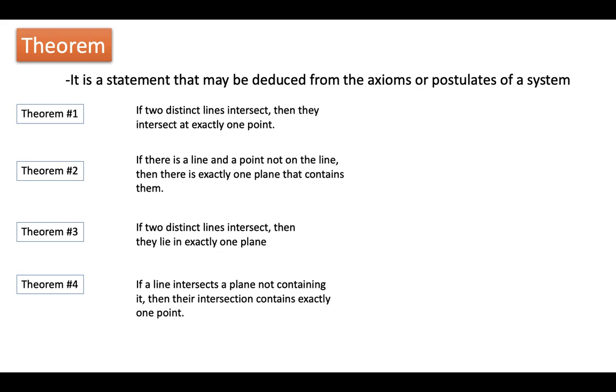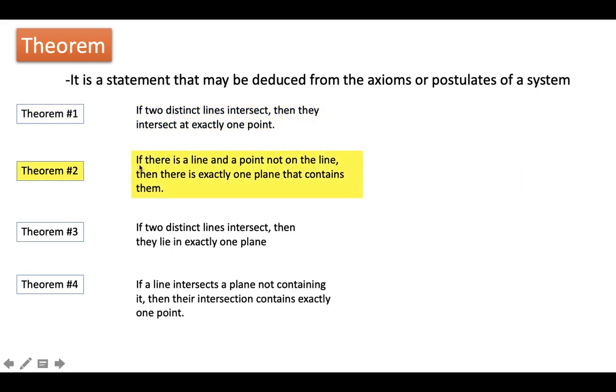So the first theorem says that if two distinct lines intersect, then they intersect at exactly one point. So we will not show the proof of this theorem, but we will just illustrate it. So let's say we have two distinct lines here, the line L and the line M. Then their intersection is a single point. This one.